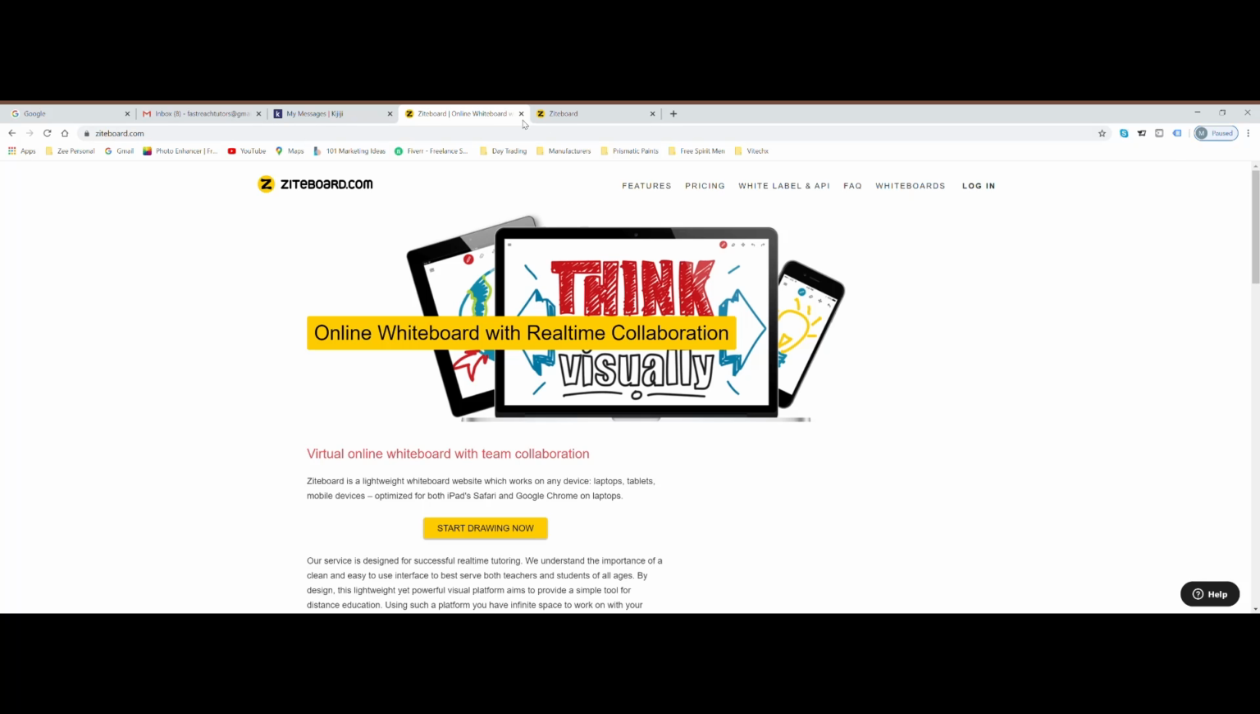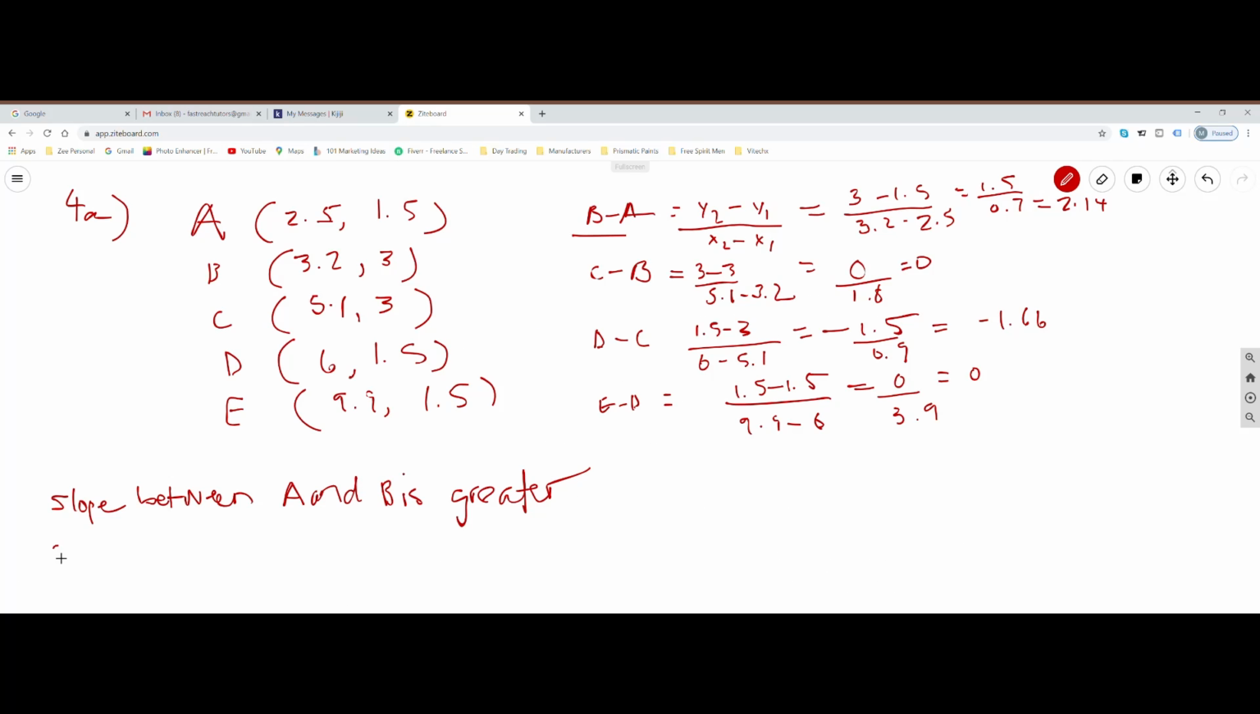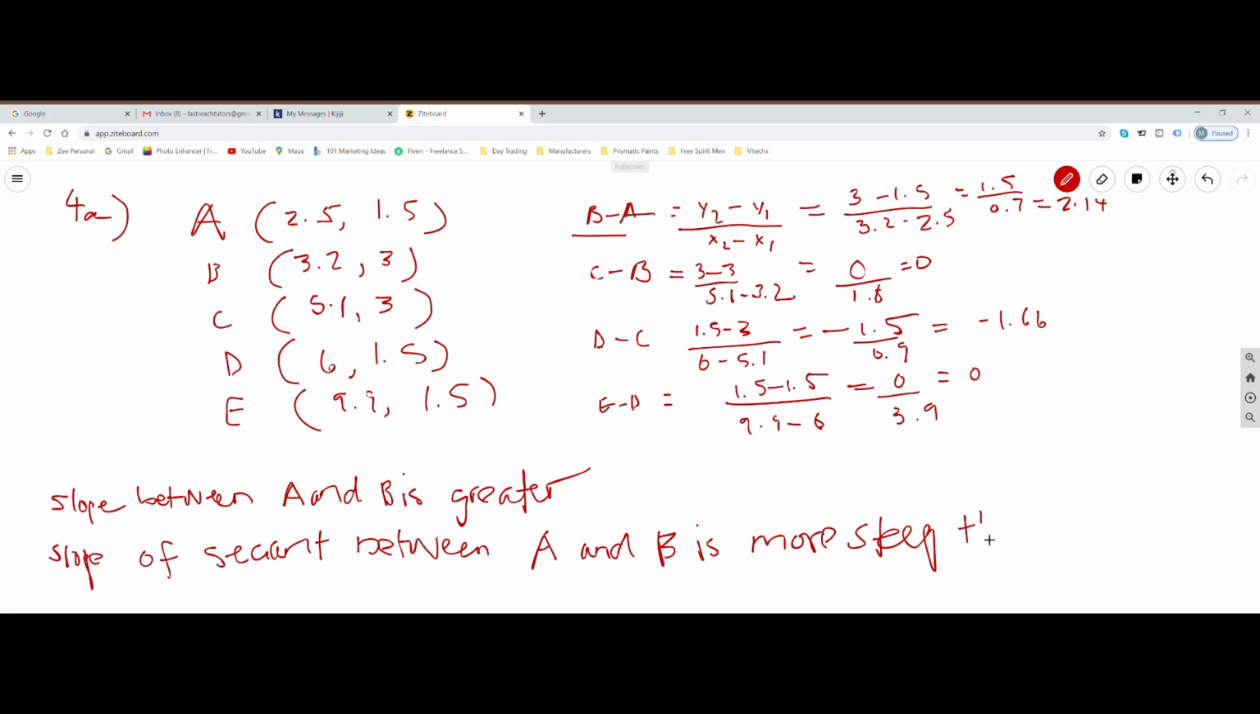So the slope of the secant between A and B is more steep than the tangent at B.